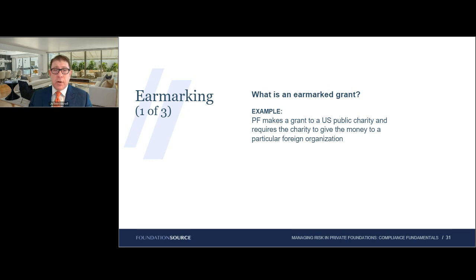And again, why would it do that? Well, because the foundation thinks it's pretty smart and thinks that it can skirt the compliance rules by making the grant to direct grantee A, the public charity, because it expects that special oversight won't be needed.